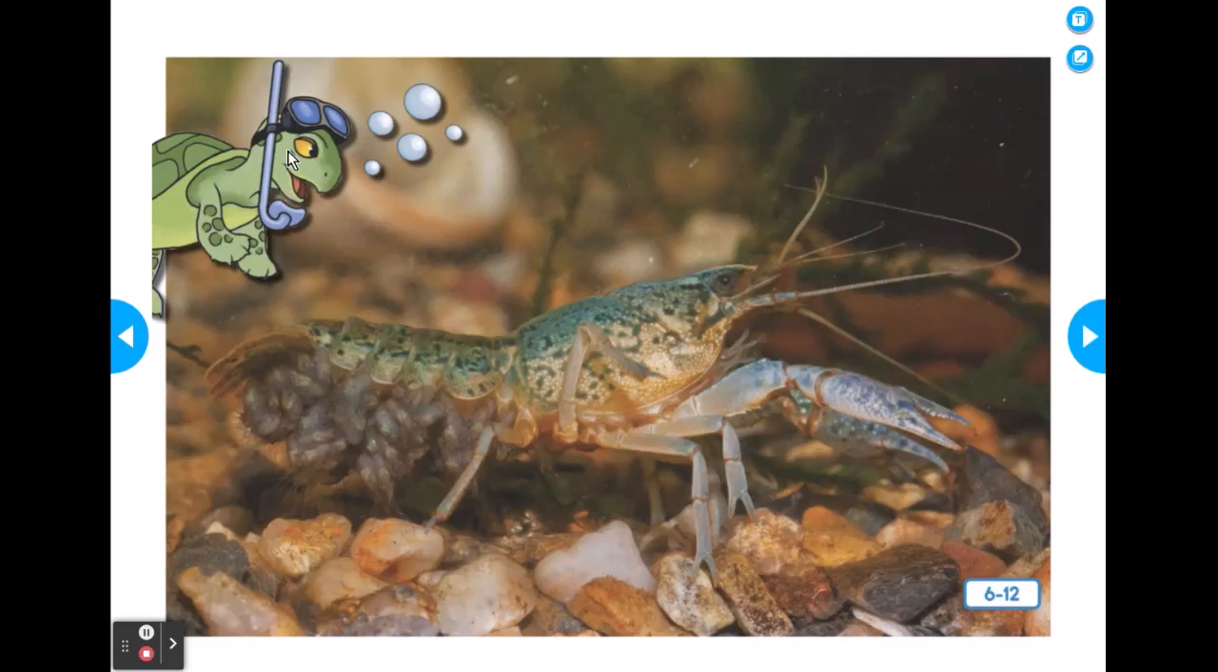We see Tobias Turtle has on his goggles and his mouthpiece because they're under the water at the bottom. Remember, Tobias Turtle told us about the crawfish that live on the bottom of the pond, where it's really dark and murky and very hard to see. How does this crayfish find food to eat if he can't see very well? Remember, what body part does he use? Do you remember that word?